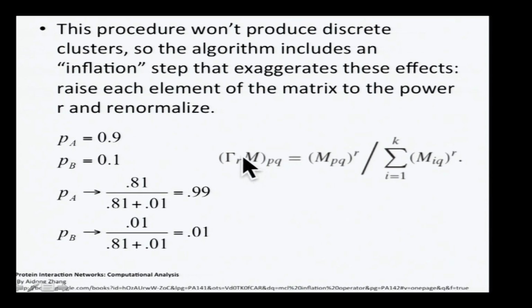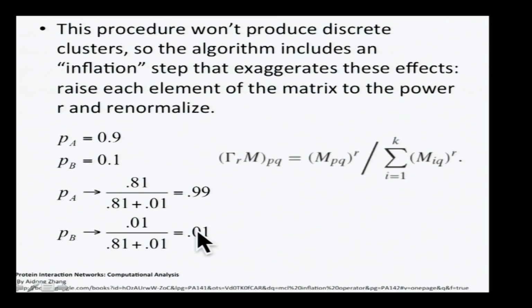This inflation operator takes the rth power of the adjacency matrix and puts on the denominator the sum of the powers of the other transitions. So here's an example. Let's say I've got 2 probabilities, 0.9 and 0.1. When I inflate it, I square the numerator and I square each element of the denominator. Now I've gone from 0.9 to 0.99 and 0.1 to 0.01.